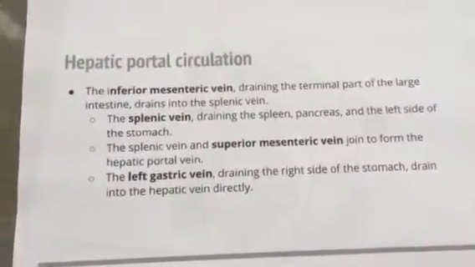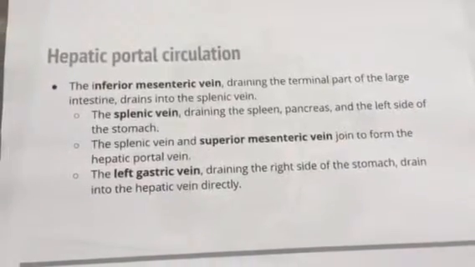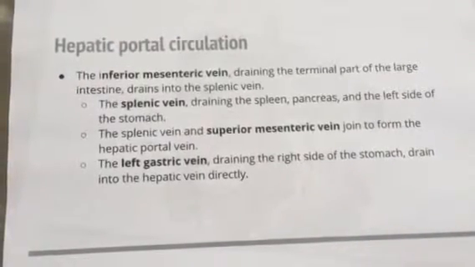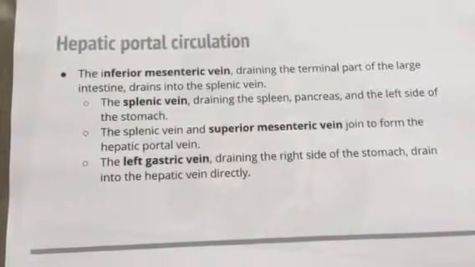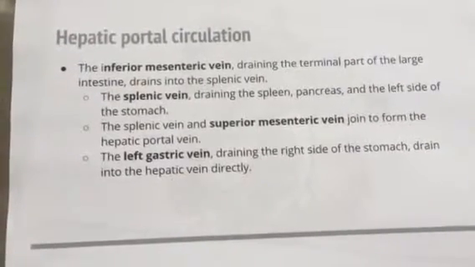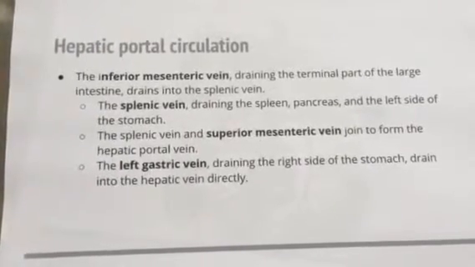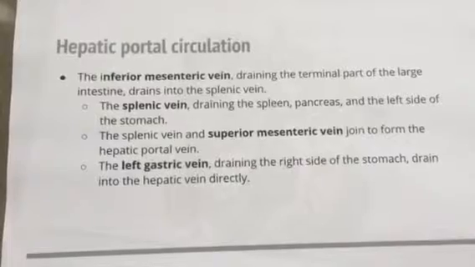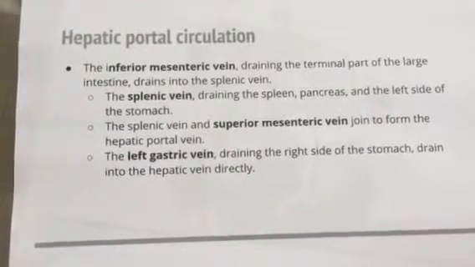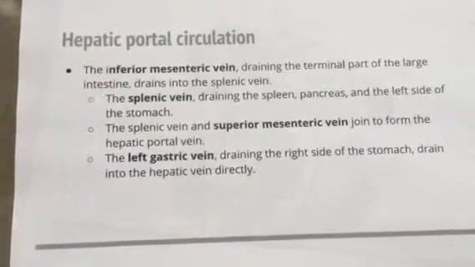The inferior mesenteric vein, draining the terminal part of the large intestine, joins into the splenic vein. The splenic vein drains the spleen, pancreas, and the left side of the stomach. The splenic vein and the superior mesenteric vein join to form the hepatic portal vein. The left gastric vein, draining the right side of the stomach, joins into the hepatic portal vein directly.